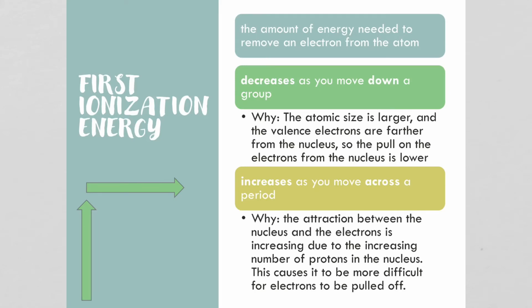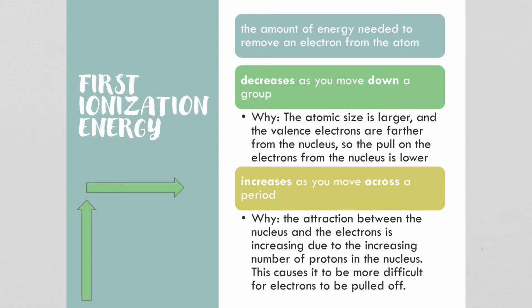So the first ionization energy is the amount of energy that's needed to remove one electron from the atom, the very first electron from the atom. And the rule for this one is that it decreases as you move down a group, so it increases as you're moving up the group.